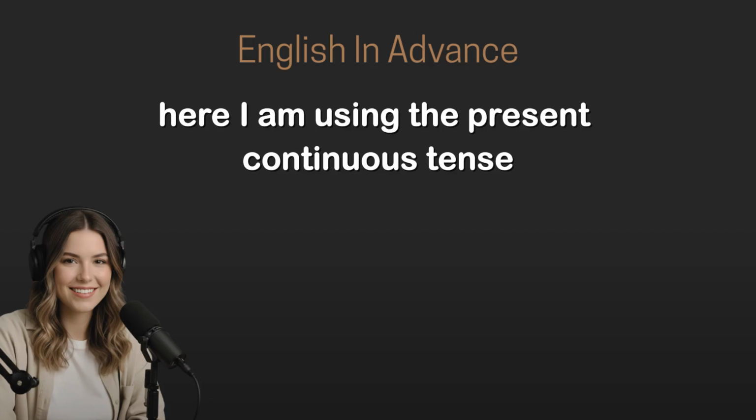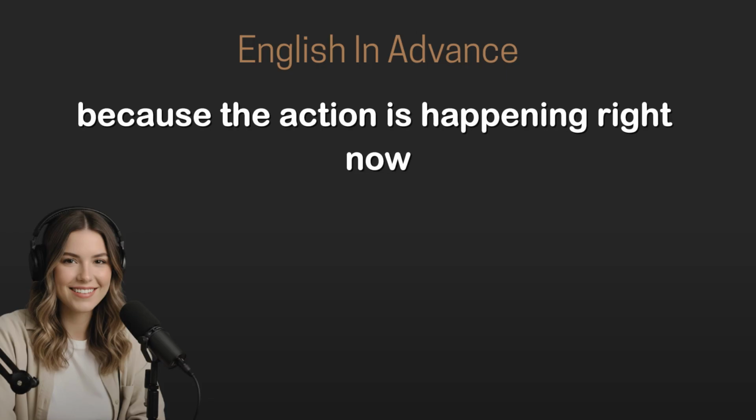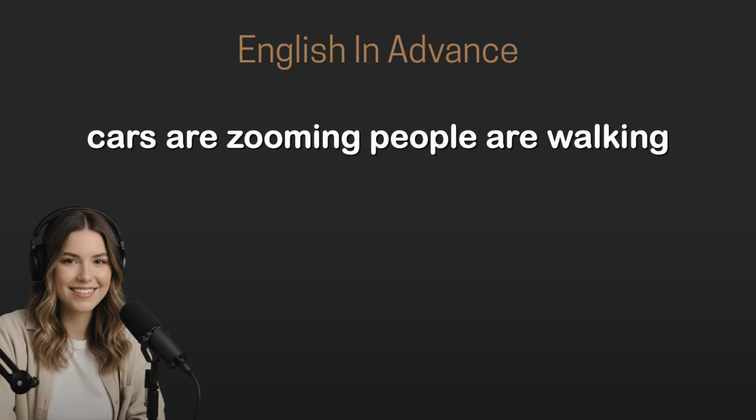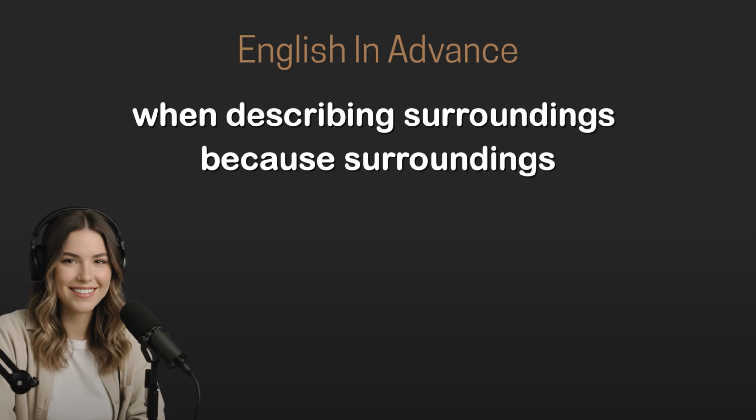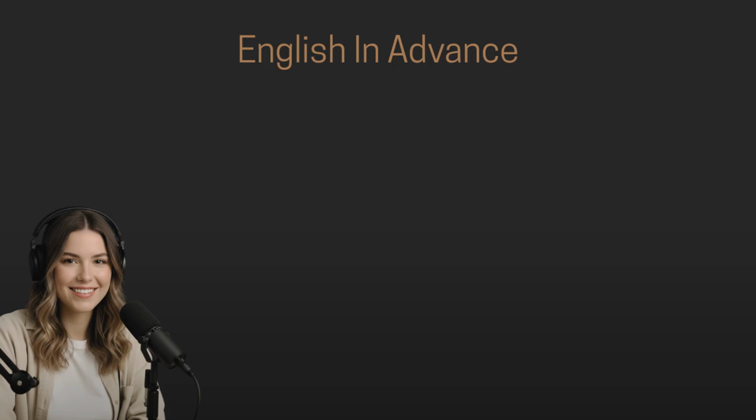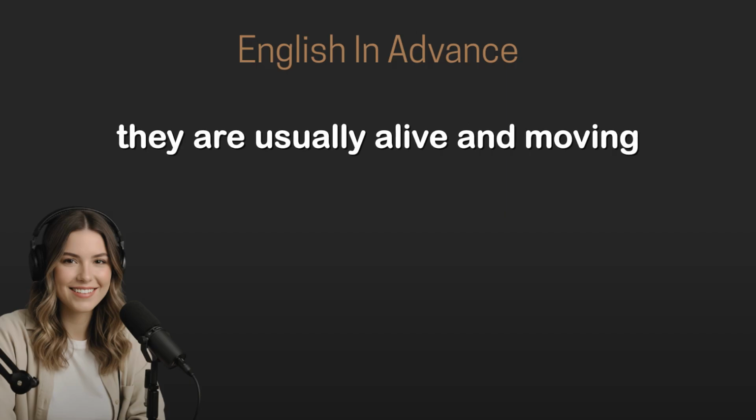Here I am using the present continuous tense because the action is happening right now. Cars are zooming. People are walking. This tense is your best friend when describing surroundings because surroundings are rarely static. They are usually alive and moving.